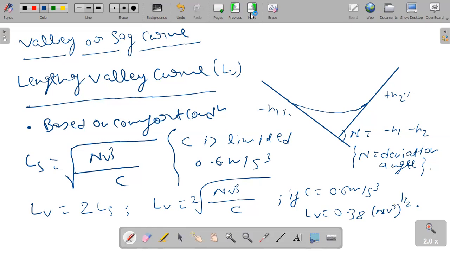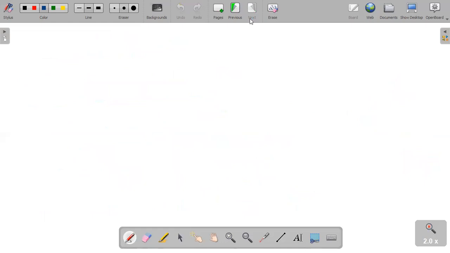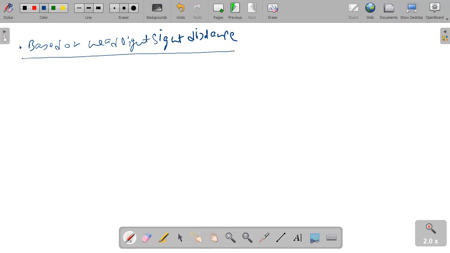And our next condition is based on headlight sight distance. So the next condition is based on headlight sight distance. Before that, let's draw a diagram for the sake of simplicity.